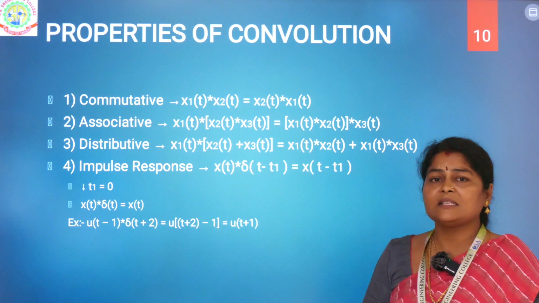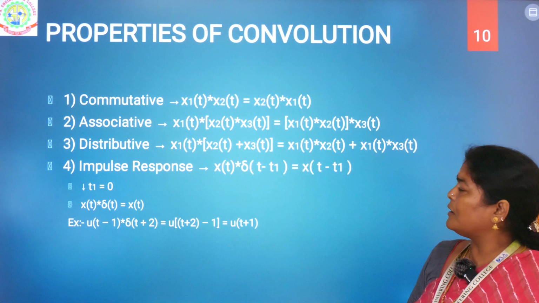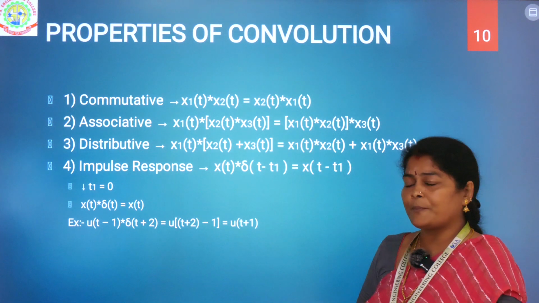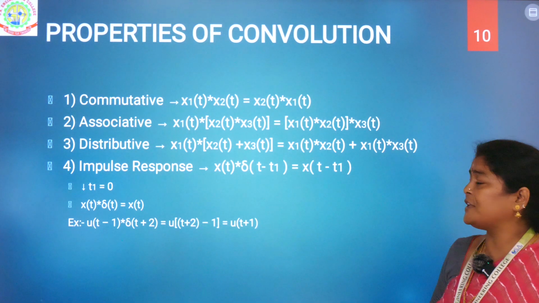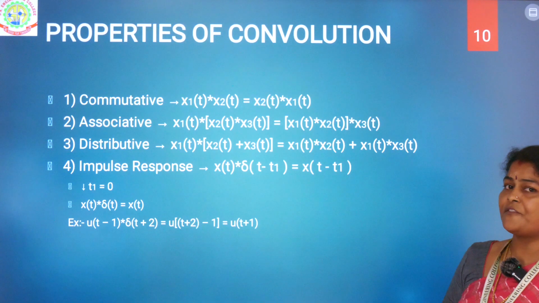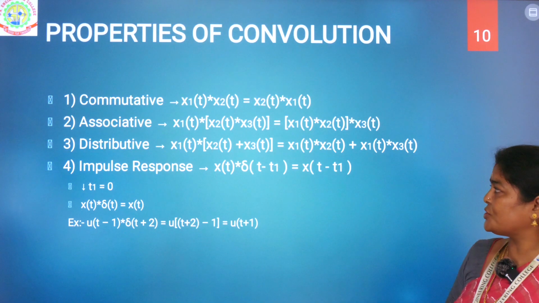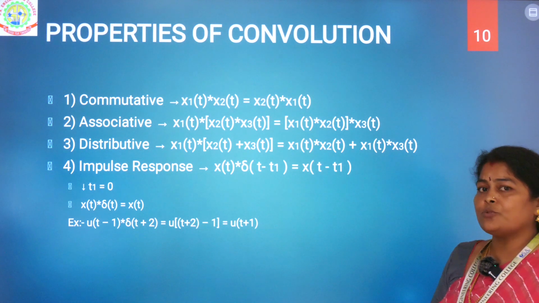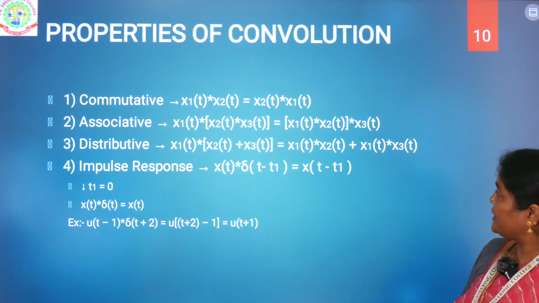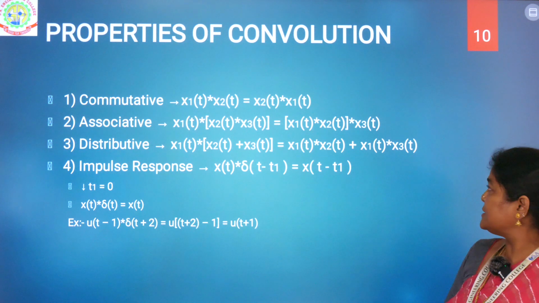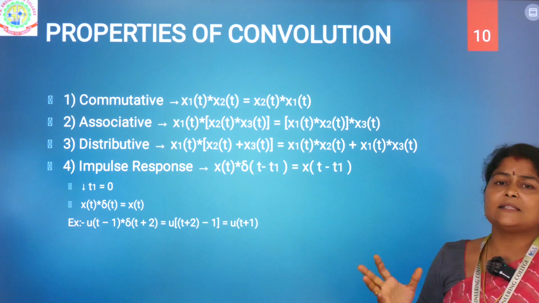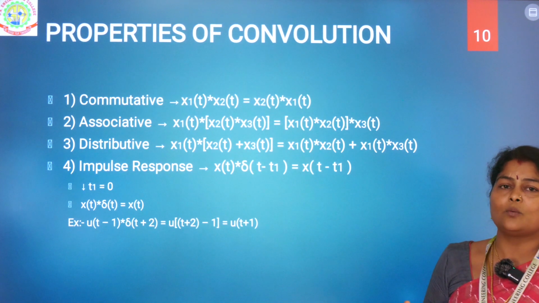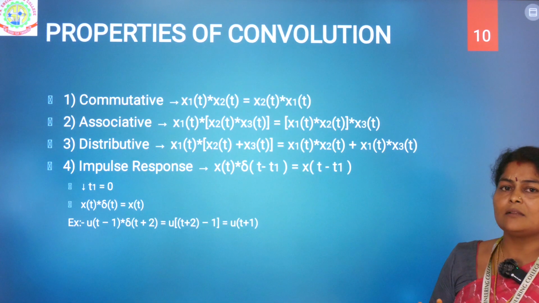Next comes the properties of convolution. Here I have highlighted only the very important properties, only 4 properties. First is commutative. So x1 of t convolution x2 of t is equal to x2 of t convolution x1 of t. This I already mentioned. The next one is associative. So x1 of t convolution x2 of t convolution x3 of t is equal to x1 of t convolution x2 of t convolution x3 of t, which means if 3 signals are there, first you can do convolution between any 2, and then at last the resultant has to be convolved with the other signal. Anyway the result will be the same.